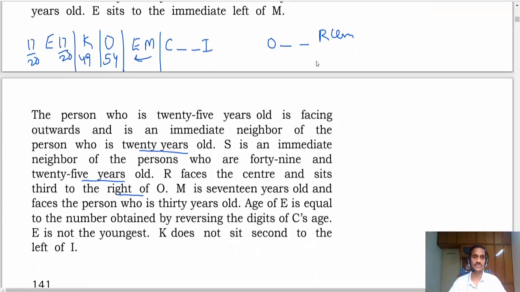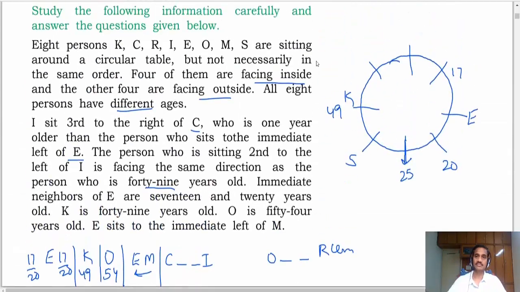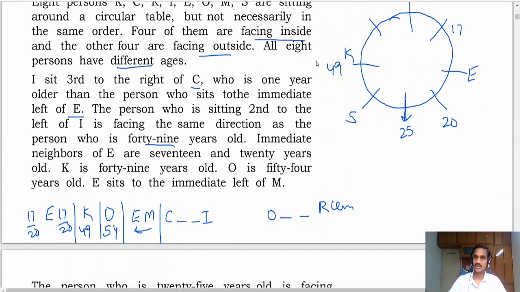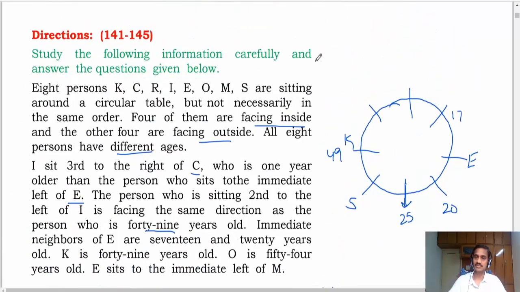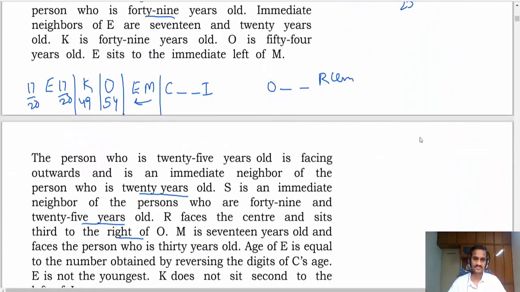M is 17 years old and faces the person who is 30 years old. Here 17, here 17, so where must M be? M must be here, facing towards the center, and faces the 30-year-old. This person is also facing the center. M and the 30-year-old are facing each other. Now this is the information we have. Next one, tell me.